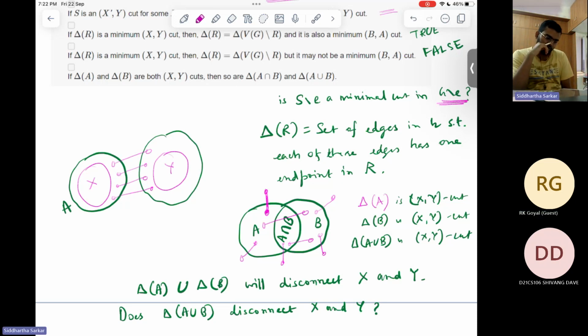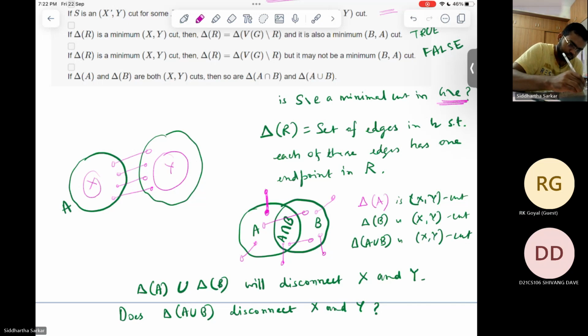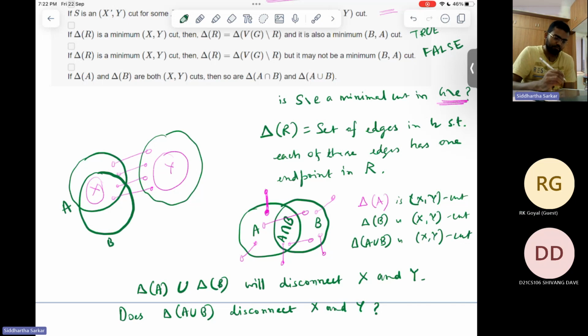On the other hand, B is also an xy cut. So B also contains x. Okay. So B is like this. Maybe I should draw x slightly smaller, then I will be able to draw it properly. So this is x. B is here. This is B.